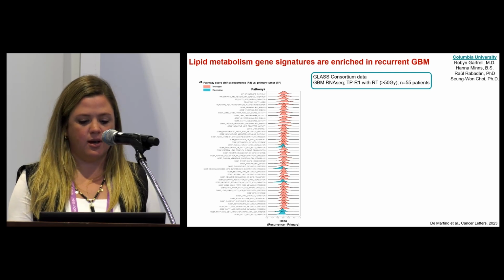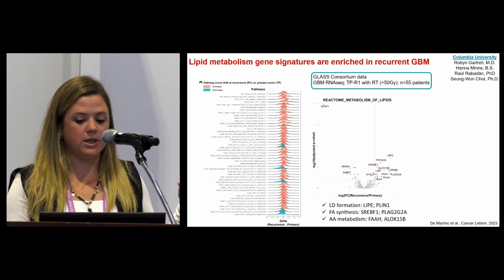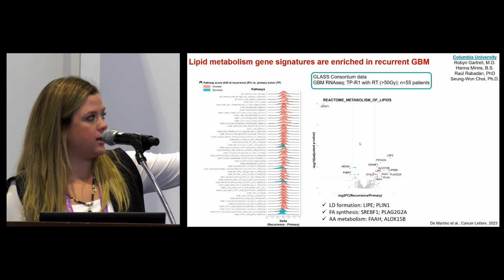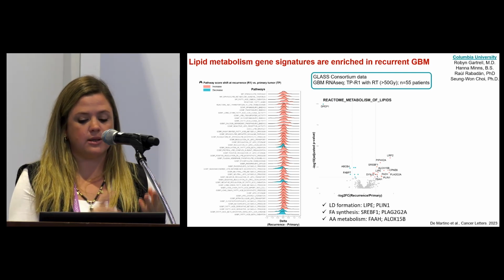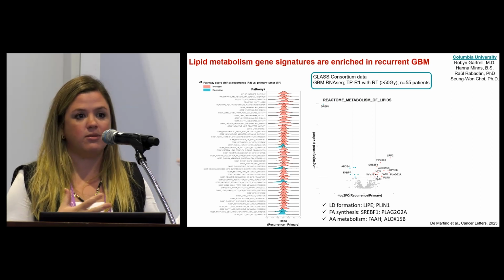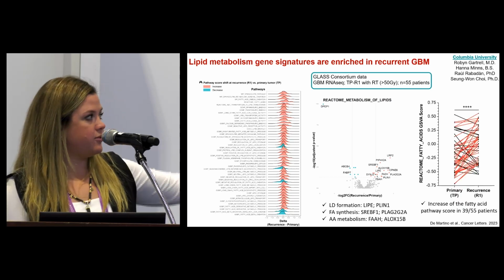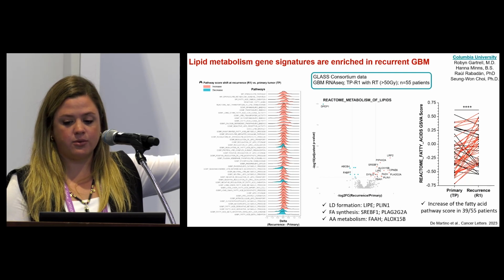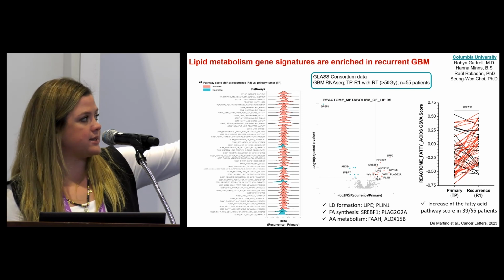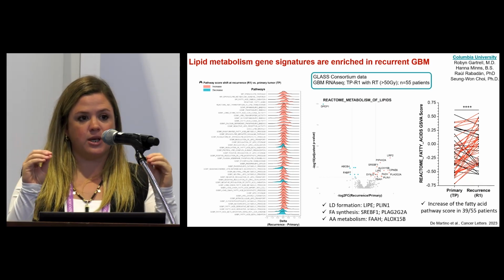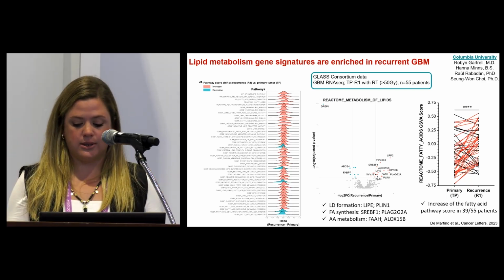Of course, there are other factors. When we looked specifically at the Reactome pathway of metabolism of lipids, we could see a lot of genes upregulated in the recurrent setting that are involved in lipid droplet formation, fatty acid synthesis, and arachidonic acid metabolism, really validating some of our preclinical findings. And finally, if we look one by one at the score of the Reactome fatty acid pathway in each of these patients, you can see the matched samples in red, and in 39 out of 55 of the patients, this pathway is increased in the recurrent setting.